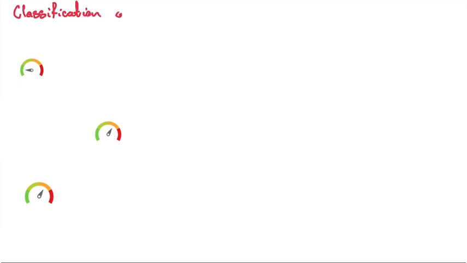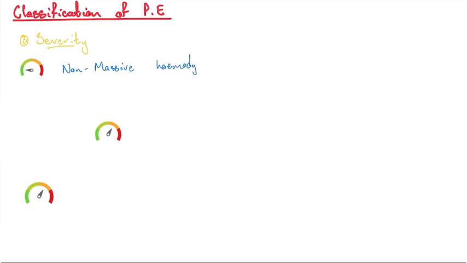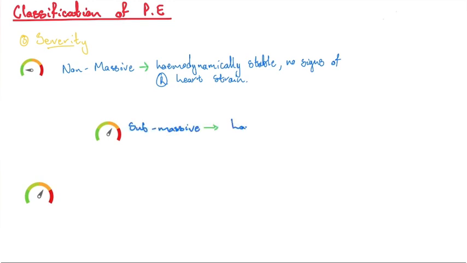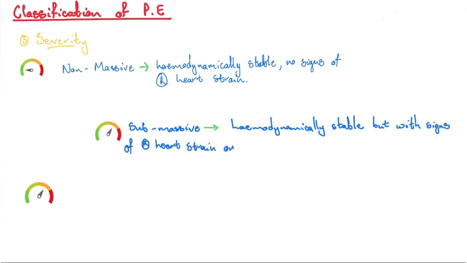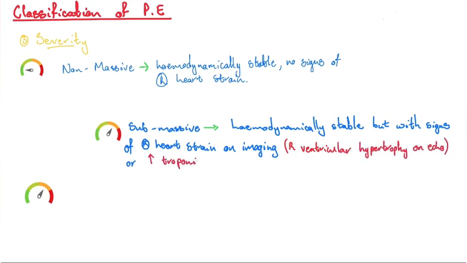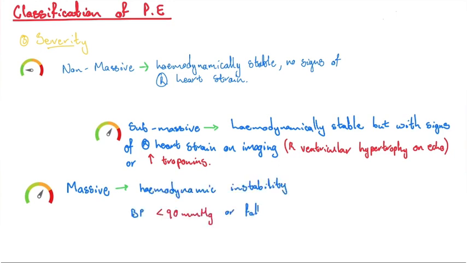Classification of PE by severity. It can be non-massive, where patients will be hemodynamically stable with no signs of right heart strain. It may be submassive, where patients are hemodynamically stable but show signs of right heart strain on imaging, such as right ventricular hypertrophy on echo, with raised troponins. Some patients may present with massive PE with signs of hemodynamic instability, such as blood pressure of less than 90 mm of mercury or a fall of blood pressure of 40 mm of mercury.